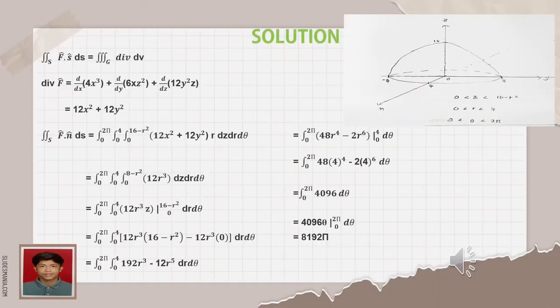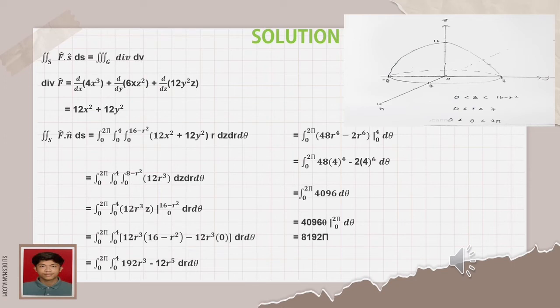To solve this question, the first thing we need to do is sketch the solid using all the equations given in the question. The reason we sketch the solid is that it is easy for us to find all the boundaries of the integration. After sketching the solid, which looks like half of a sphere, we get the boundaries: z equals 0 until 16 minus r squared, r equals 0 until 4, and theta equals 0 until 2 pi.